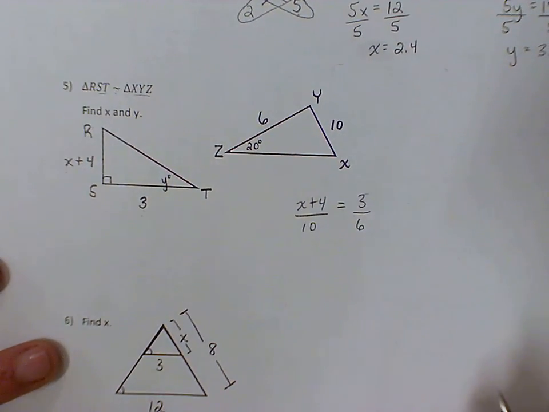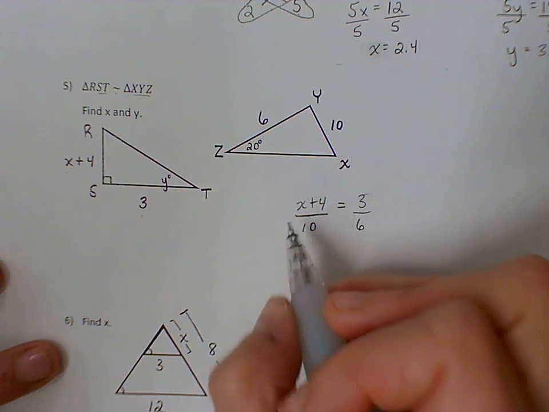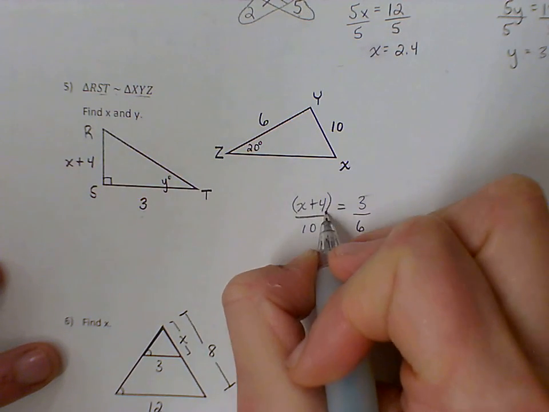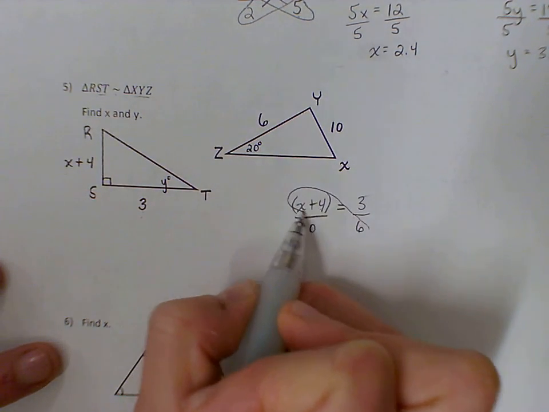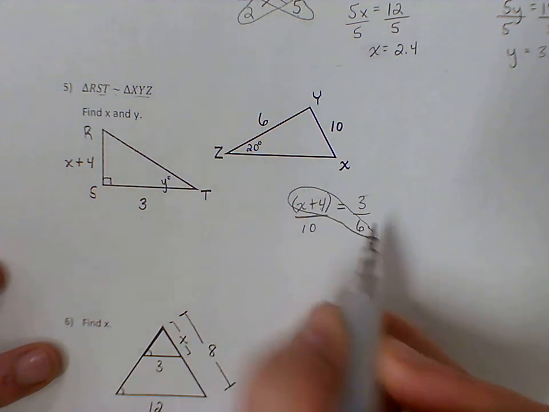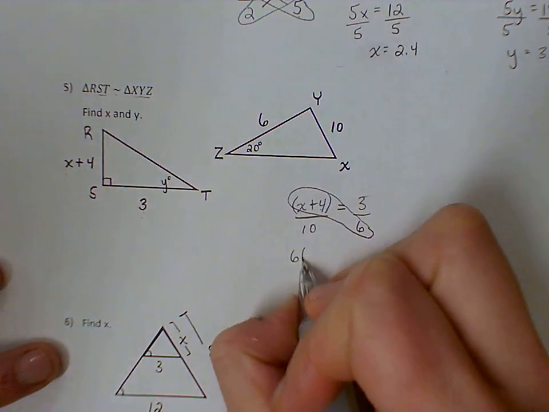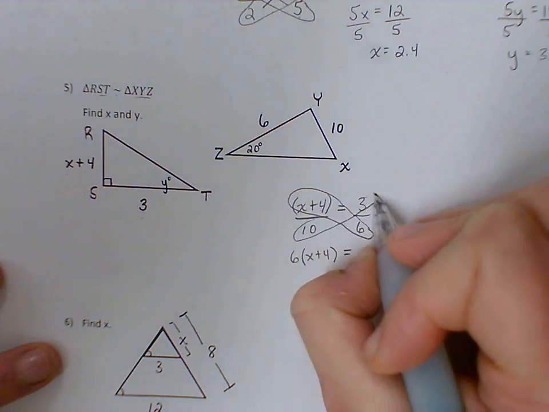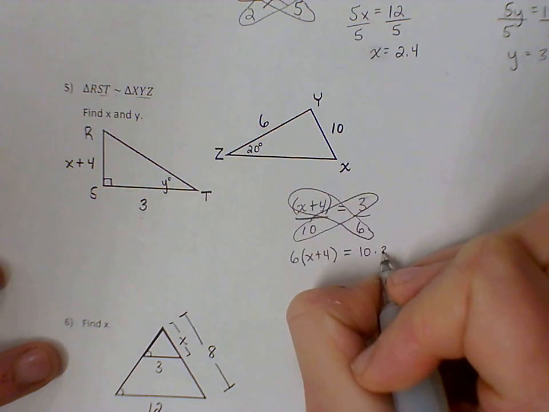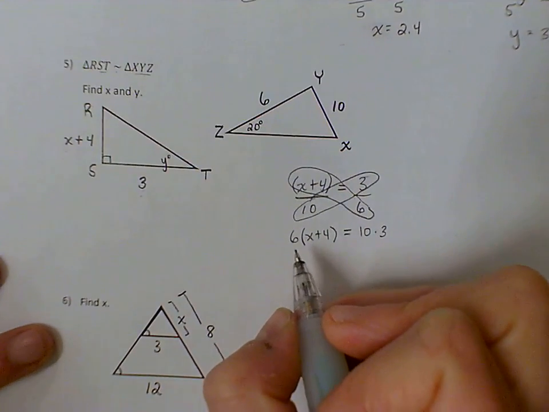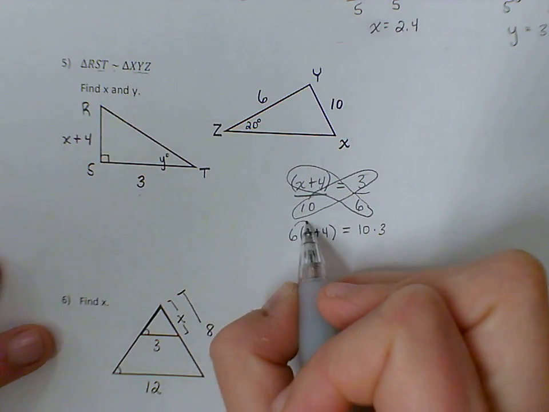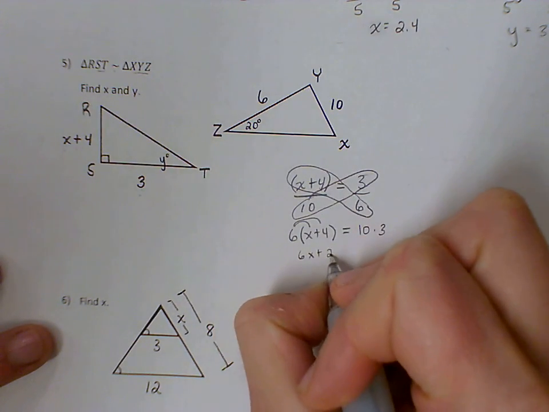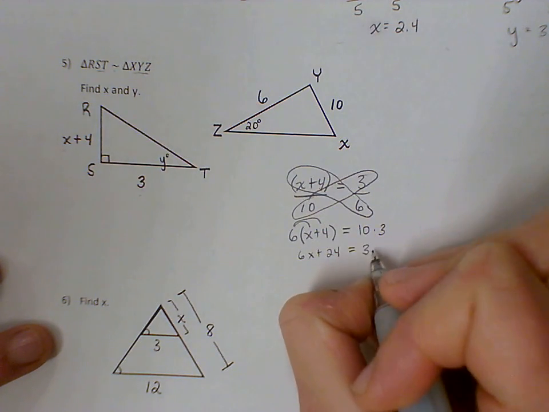Okay, so from there, just like you did the other one, you got to cross multiply. The only thing here is there's 2 terms here. So you've got to put that in parentheses, because when you cross multiply, that's going to remind you that you have to distribute. So when I cross multiply, it's going to be 6 times X plus 4. And then on the other side, we've got 10 times 3. The reason you have to put your parentheses is because that reminds you to distribute. So you take 6 times X, 6 times 4, so you get 6X plus 24. And then on the other side, 10 times 3 is 30.